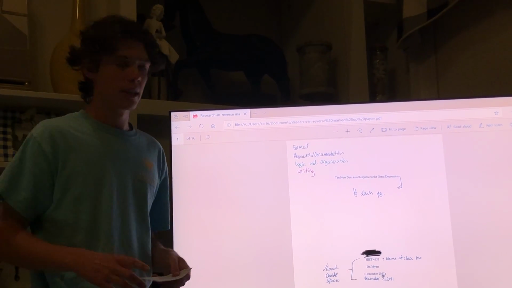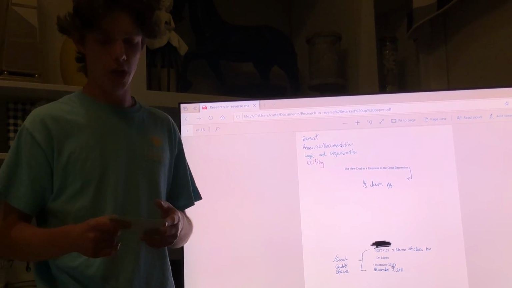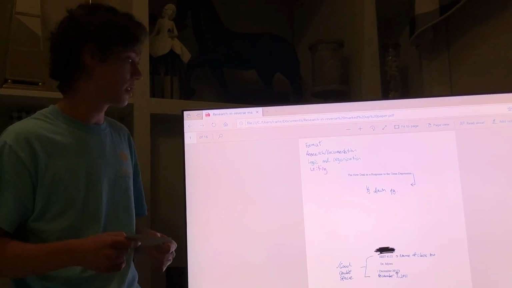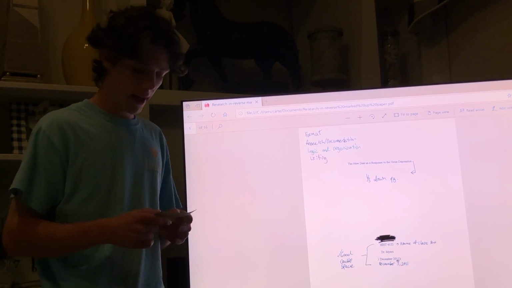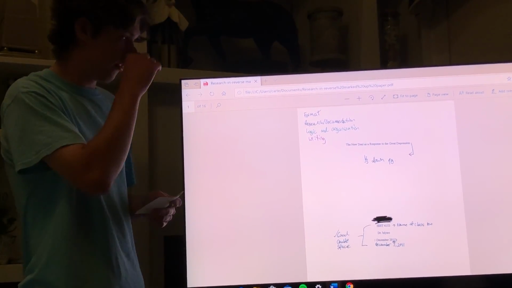So to begin, let's talk about the format. The author overall did a very nice job, in my opinion, with the formatting. They did use Chicago Manual style as was required. It did have a cover sheet, as you can see here, a works cited page, and footnotes.